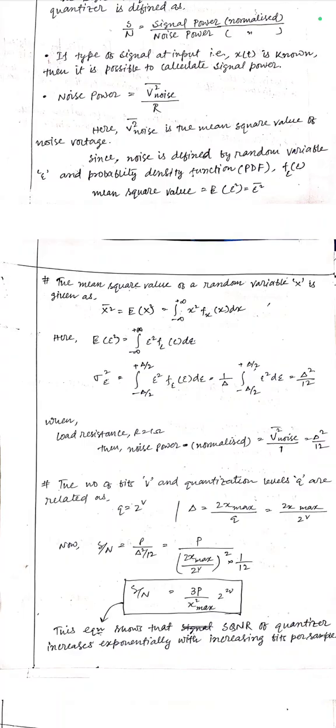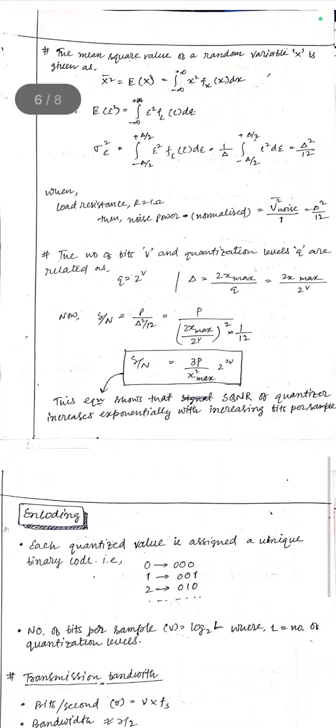When we put the value of noise power delta square by 12 and calculate it, the final equation will be S by N is equal to 3P by x square max, whole into 2 to the power 2V. And this equation shows that the SQNR of a quantizer increases exponentially with increasing bits per sample, because it is proportional.